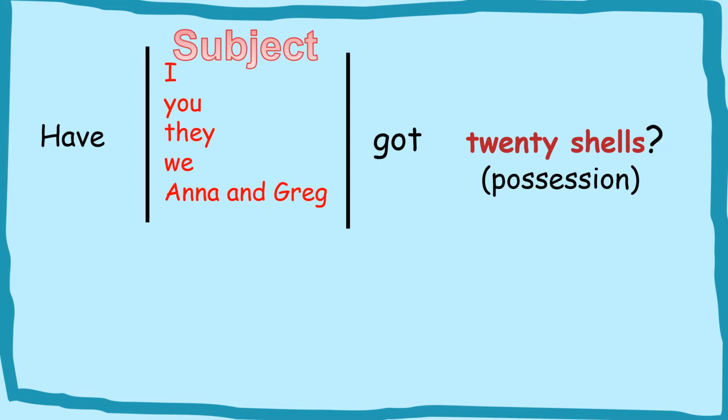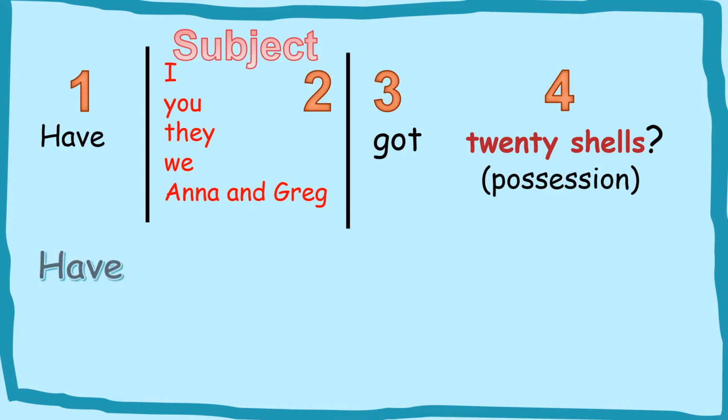The word have comes first, followed by plural subjects, for example, they, we, or names such as Anna and Greg, or the special pronouns I and you. Then the word got, and finally the possession in question. In this table, the possession is 20 shells. Now, don't forget to place a question mark at the end of the question sentence, or else it wouldn't be a question, would it?